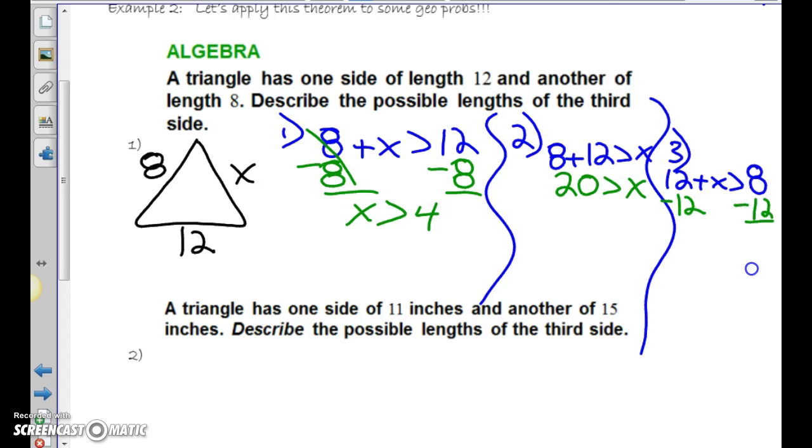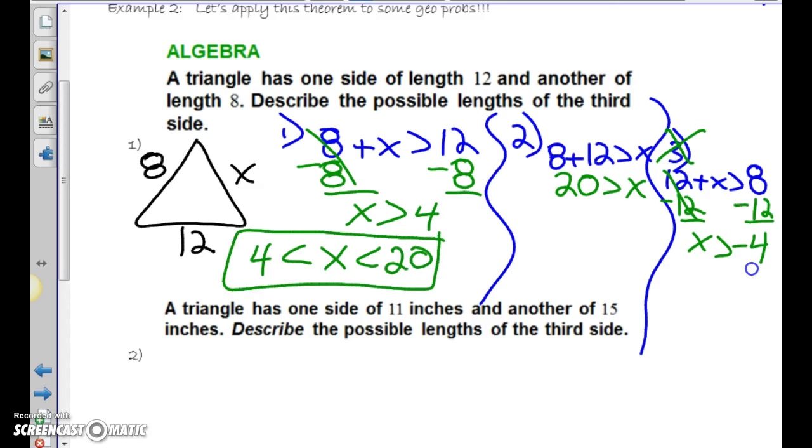Subtract 12 from both sides. You wind up with x being greater than negative 4. Well, I certainly hope so. Remember, I can't have a length on a side of a triangle that is a negative. Okay, so this last one is our crazy answer. And sometimes you want to write up the final answer where x is between two numbers. So I've got x is greater than 4, but less than 20.